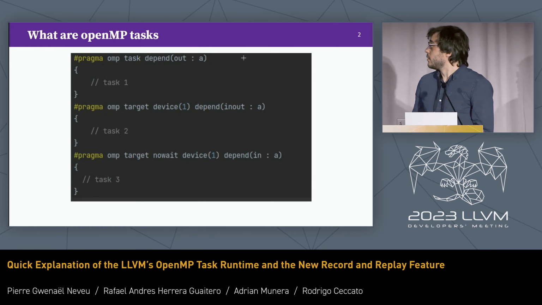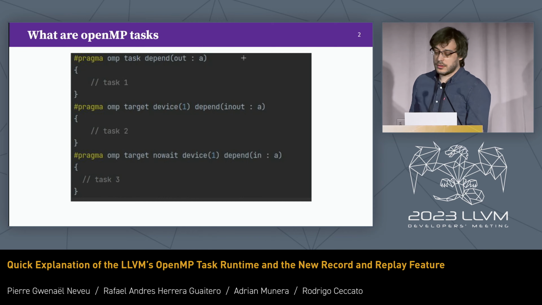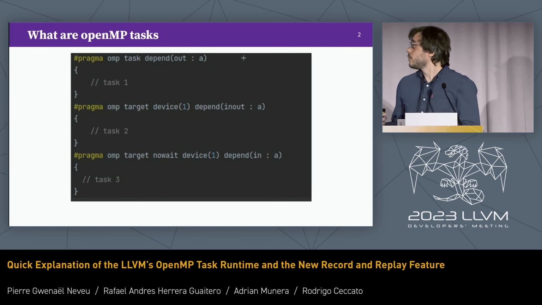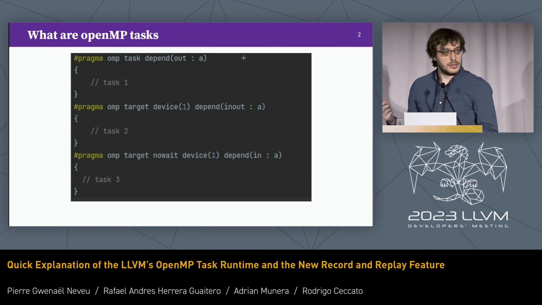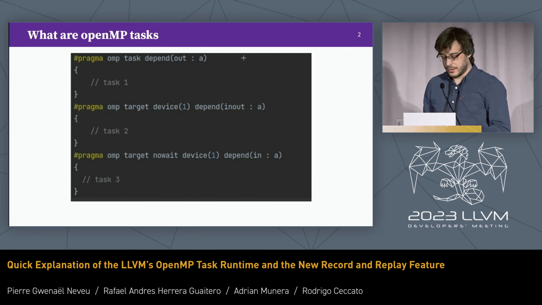So first, the different tasks we can encounter in OpenMP. We've got the classical tasks that are asynchronous, executing on the user threads. Then we've got two types of offloading tasks: the synchronous one, and the asynchronous version with the nowait.